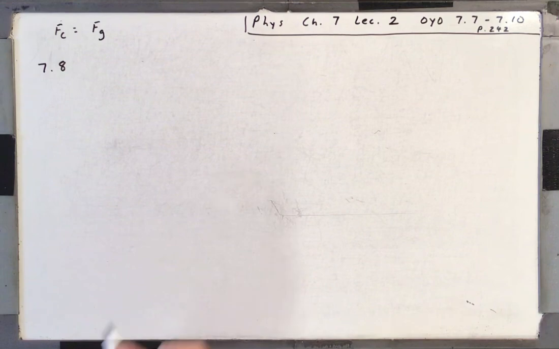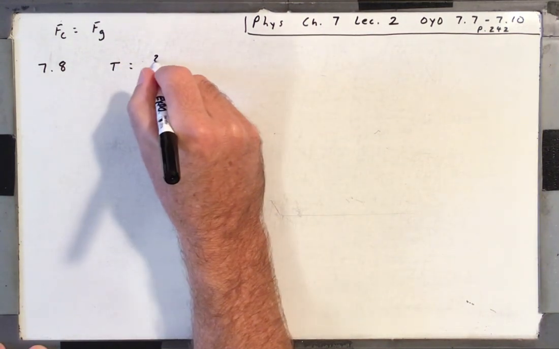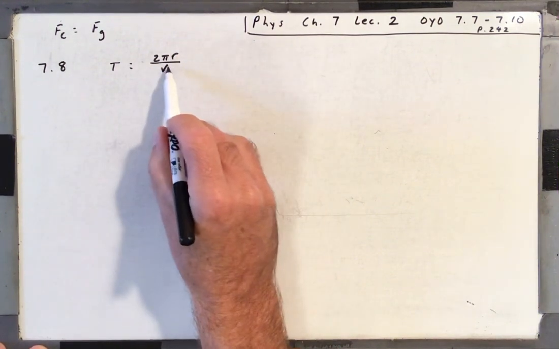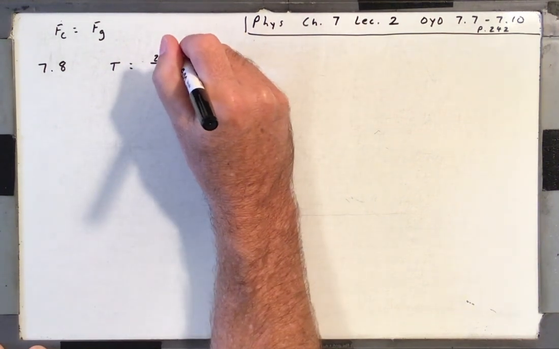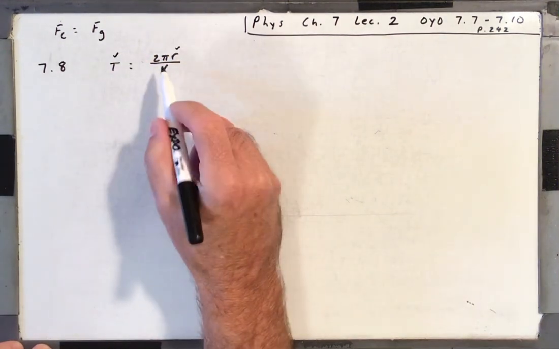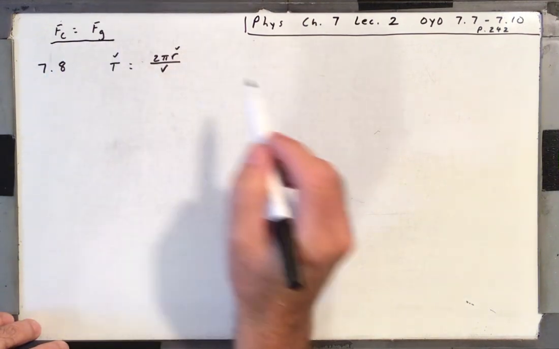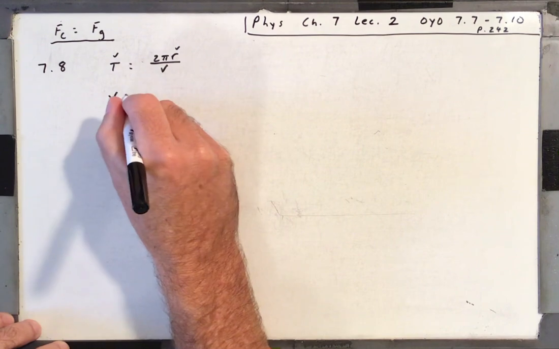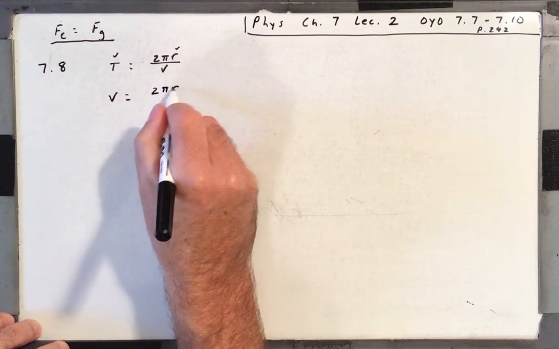Okay, so they've given us the period, and we know that period is 2 pi r over the velocity. Now there's no mass in this equation, and we know the radius. They've given us the radius and the period, so we should be able to solve for velocity and then use this relationship to get mass. So solving for velocity, we're just going to switch period and velocity. I'd have 2 pi r over t.